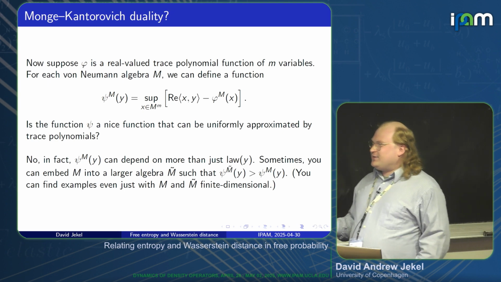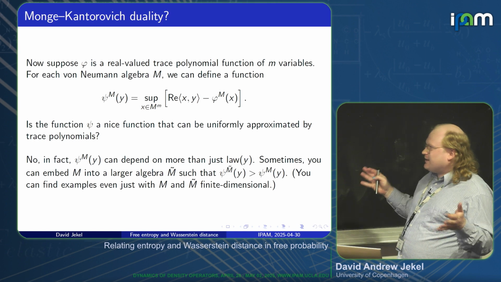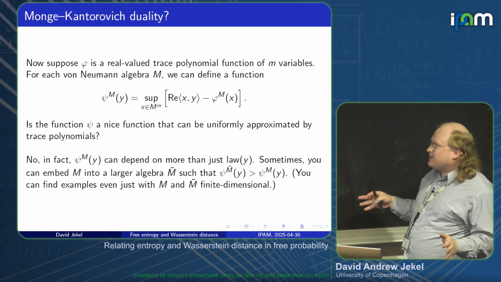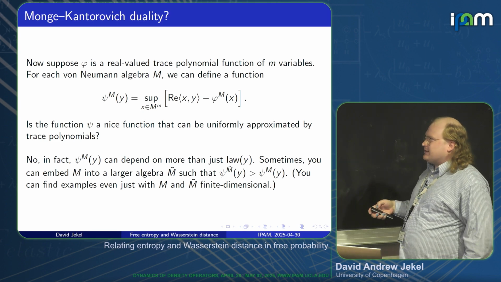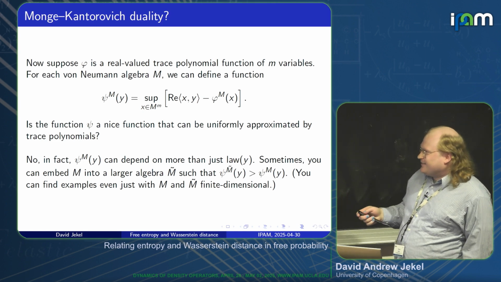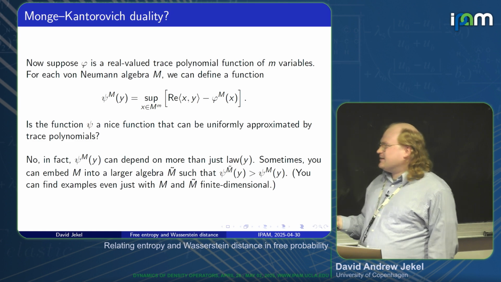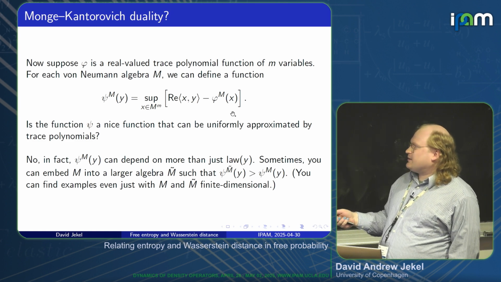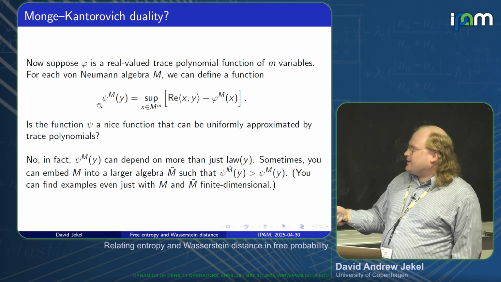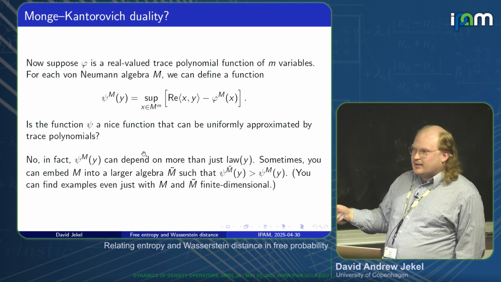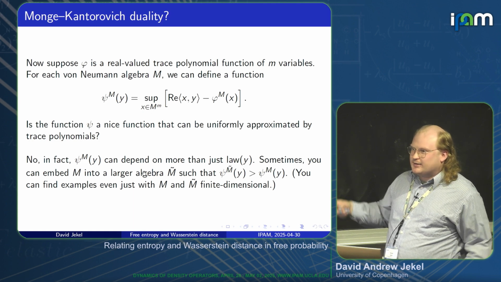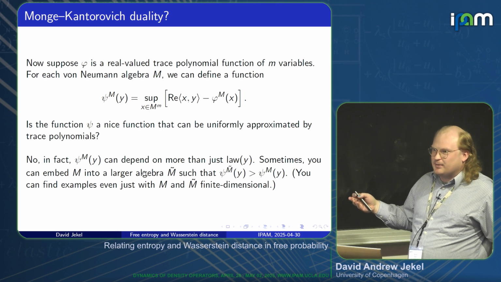And of course, if phi is uniformly convex or strongly convex, then this does work because you can solve for where the minimizer is by just a first derivative test. But it doesn't really work well in general. Firstly, you can see that this isn't going to work because you're taking the supremum over M. And it turns out that if you change what M is, if you embed into a larger M, you can get a different value for the supremum.